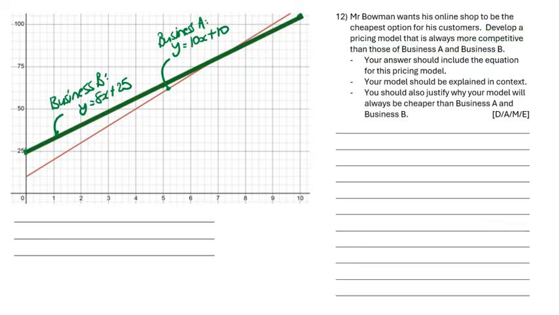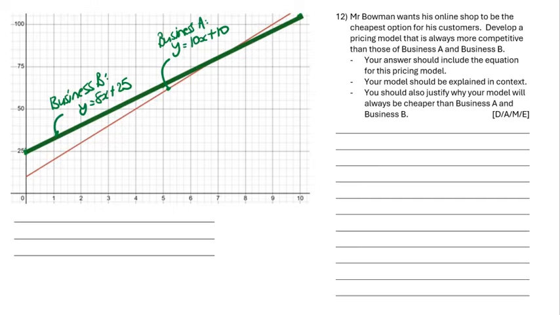And we've got a whole bunch of things we need to do specifically. We need to include the equation of the pricing model that's going to be cheaper. You should explain what the pricing model means in context, and you need to justify why your pricing model will always be cheaper than the other pricing models. So let's start off with that first bullet point. So let's construct our pricing model, and this is going to be most of the work here, most of the thinking, because the rest is us just justifying what we're doing.